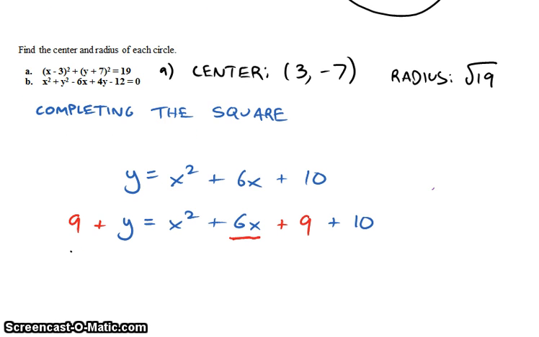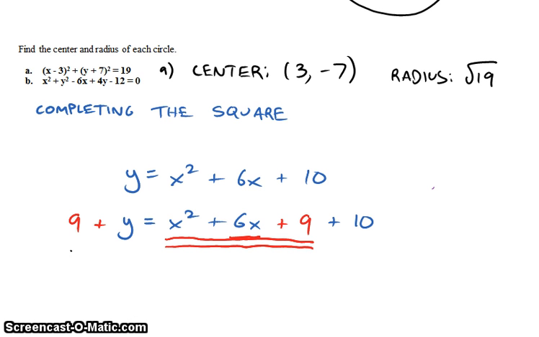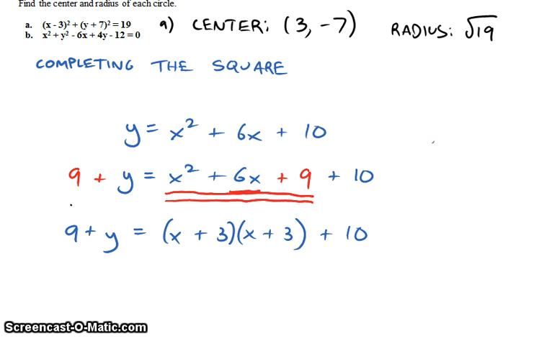What is the purpose of doing that? When I add 9 to this expression right here, what I'm left with is a perfect square trinomial. That thing is factorable. If I were to rewrite it now, the left side, x squared plus 6x plus 9, that is factorable. It's x plus 3 times x plus 3. And if you do it right, you'll have a repeat factor every time. X plus 3 times x plus 3 means the same thing as x plus 3 squared.